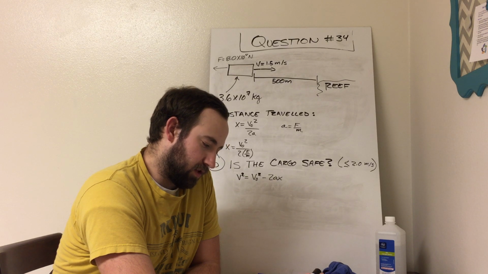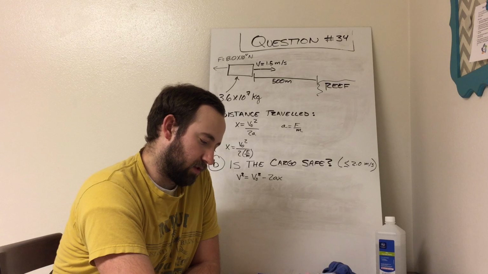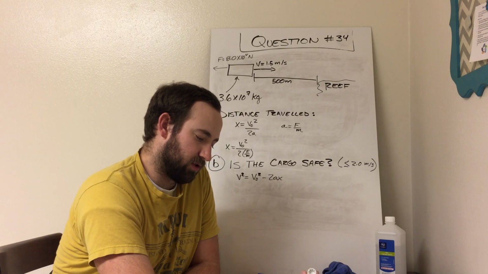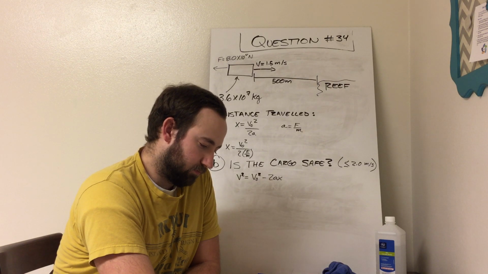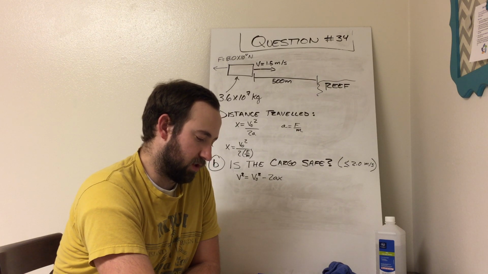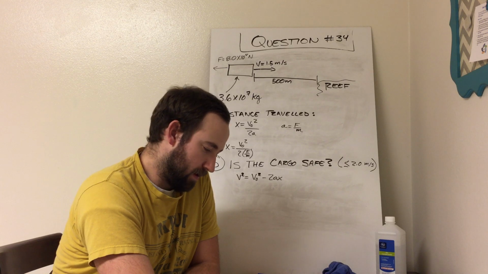Will the ship hit the reef? If it does, will the oil be safe? The hull can withstand an impact at a speed of 0.2 meters per second or less. Ignore the retarding force of the water on the tanker's hull.